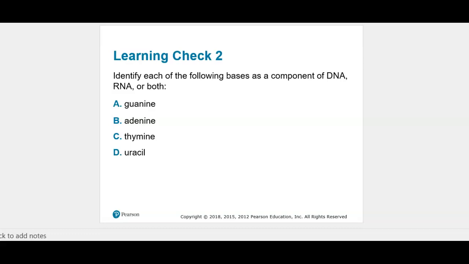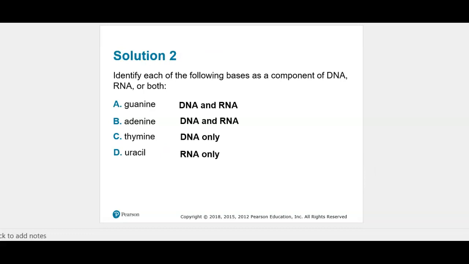Identify each of the following bases as a component of DNA. Now remember, it's uracil in RNA, thymine in DNA. Remember that. Okay, so guanine's going to be both, adenine's going to be both, thymine's going to be DNA, and uracil is going to be in RNA. And that is how this works.